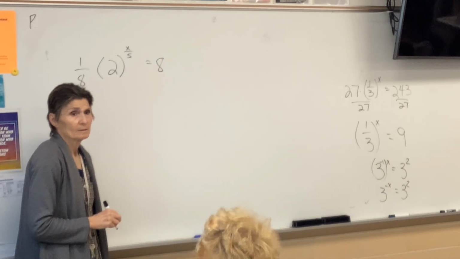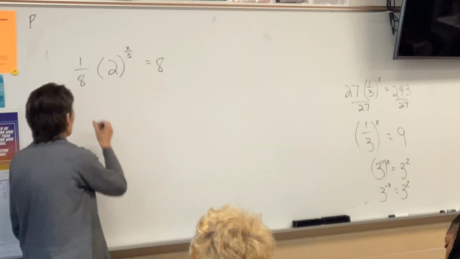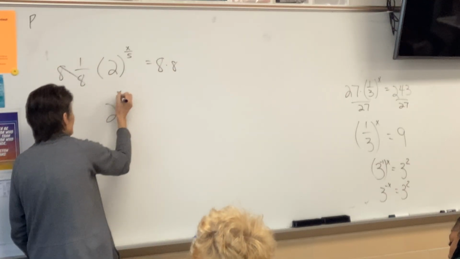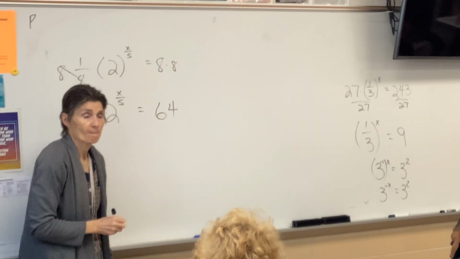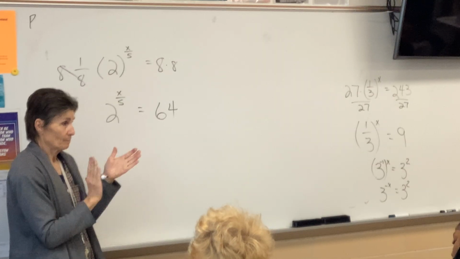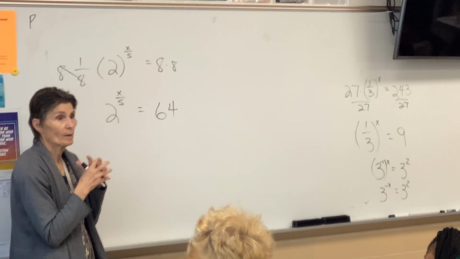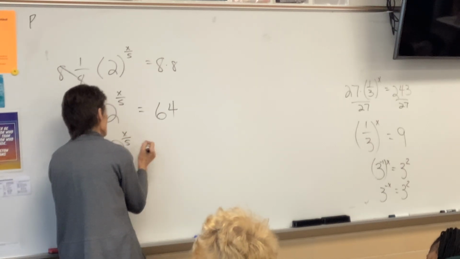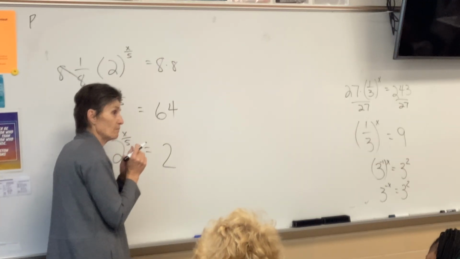Multiply by 8. I could divide by 1/8, but that's the same as multiplying by 8, so I'm going to multiply both sides by 8. So 2 to the x over 5 equals 64. What has to happen? So we got to turn that 64 into a 2. If you don't already know how many 2's it takes to get to 64, you're going to have to figure it out.